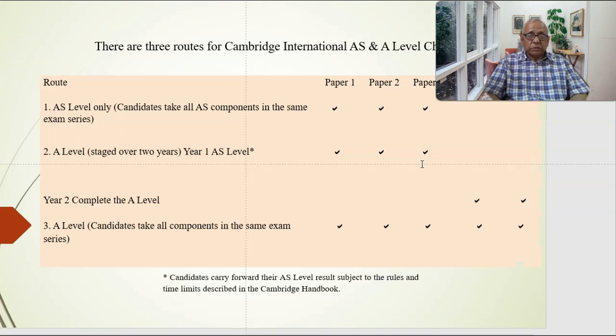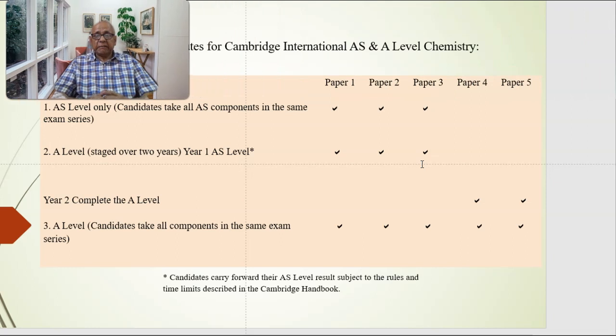I now go to the routes of the Cambridge International AS and A-level chemistry examination. There are 3 routes. One, you can take at one go only AS level chemistry, paper 1, paper 2 and paper 3.